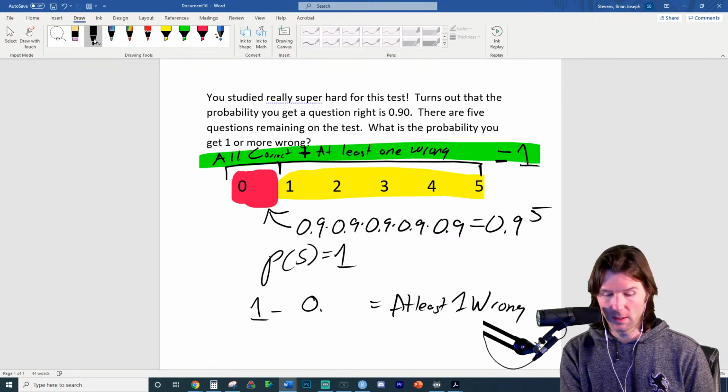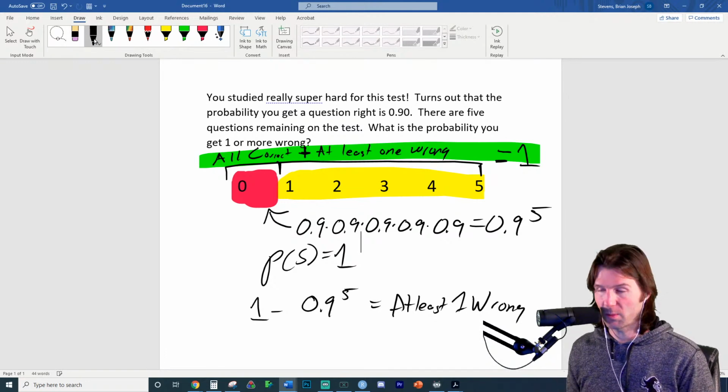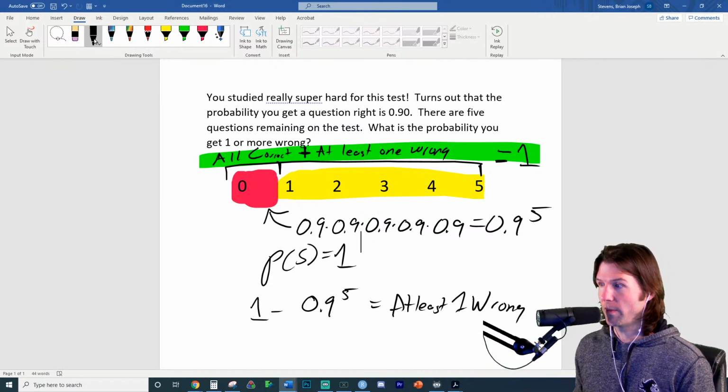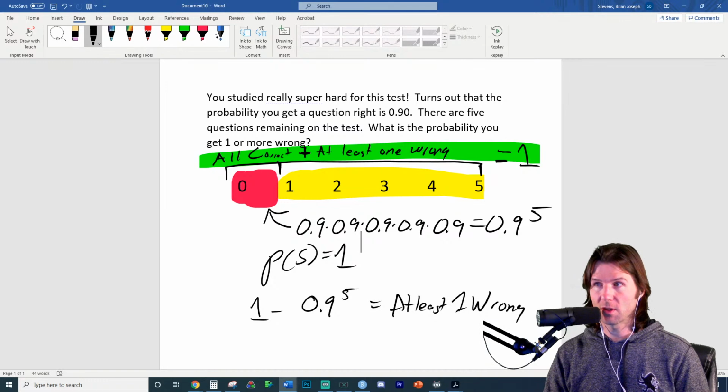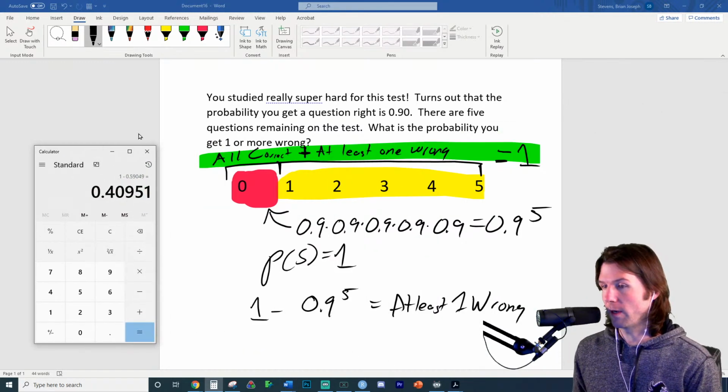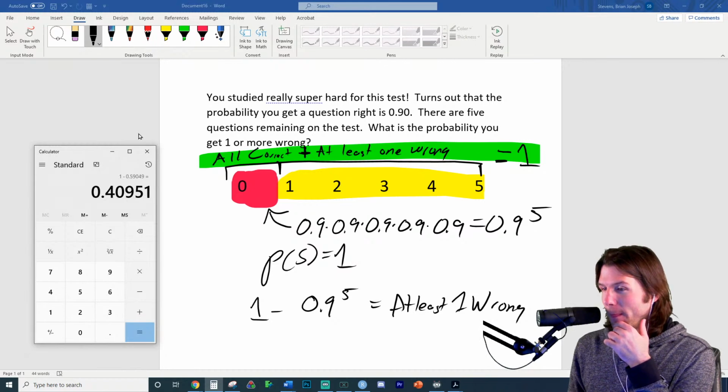And all correct is this. We showed that earlier. That's the probability of all correct. So here's the probability of at least one wrong. It's 1 minus, and I've got it right here. I've solved out the equation. There's the answer. It's 0.4095.